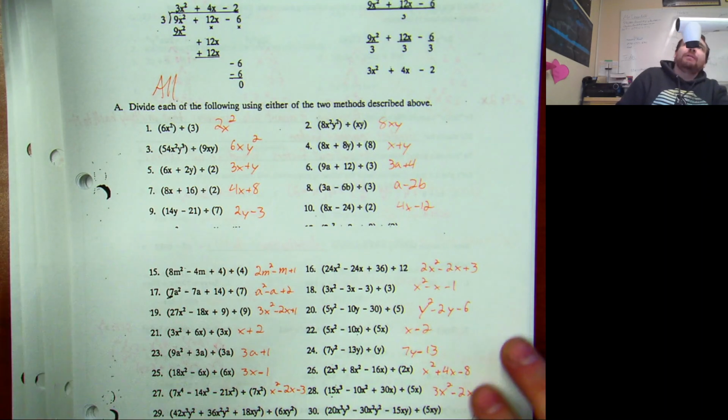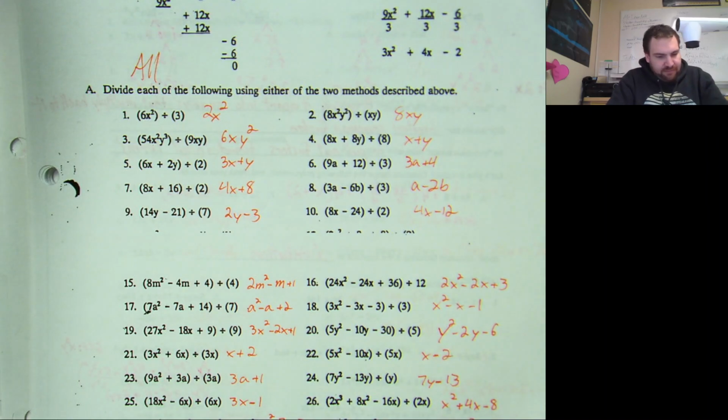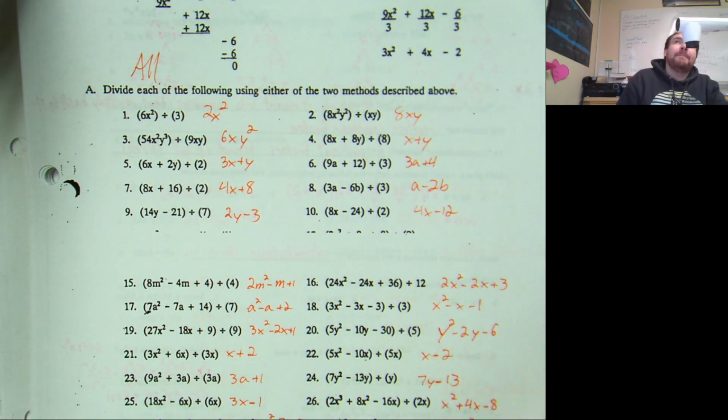Division of a monomial by... yeah, we had dividing stuff. Of a polynomial by a monomial.